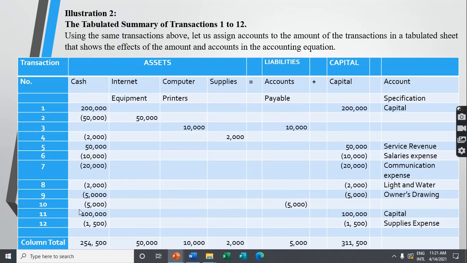Okay? Dito naman sa transaction number 10, nagbayad ka ng utang mo. Nag-partial ka ng 5,000. So, meaning, kapag nagbayad ka, naglabas ka ng pera, nabawasan yung asset mo, which is yung cash mo, which is 5,000. And also, syempre, nabawasan na din yung utang mo na 10,000. Nabawasan na din ng 5,000 kasi nagbayad ka ng utang mo.